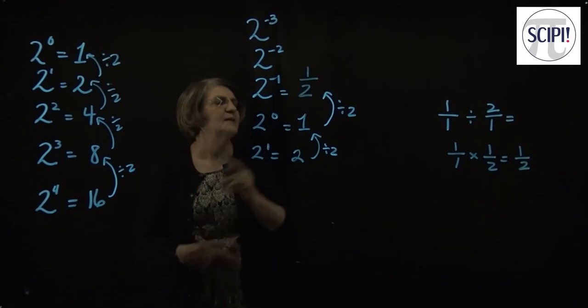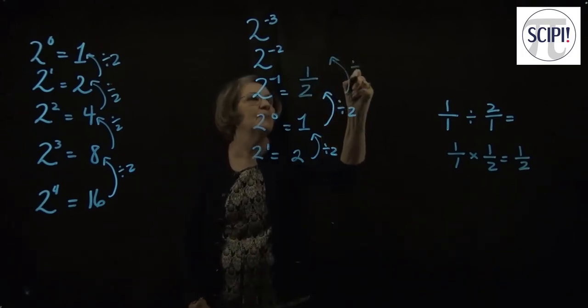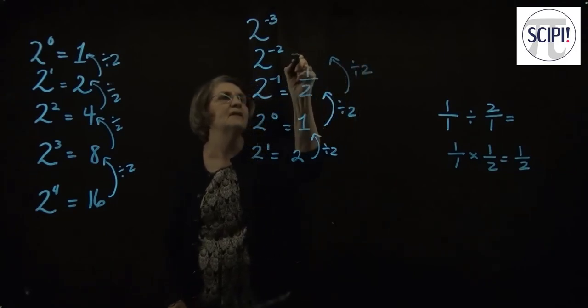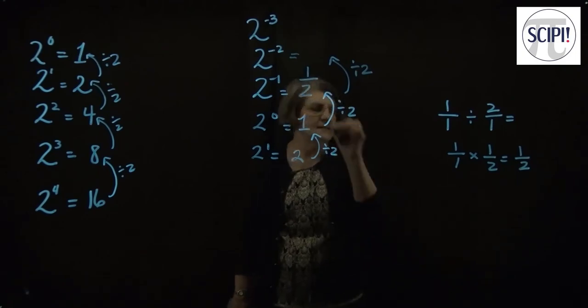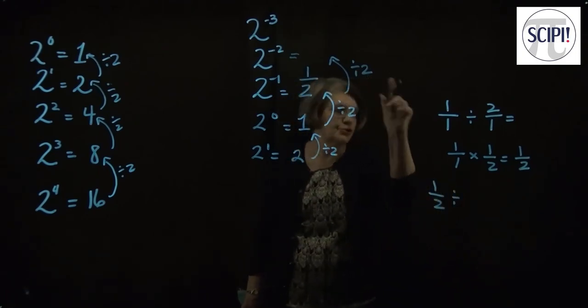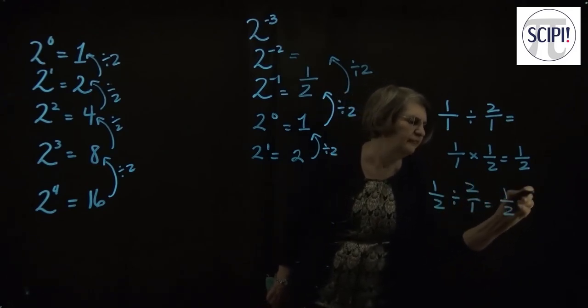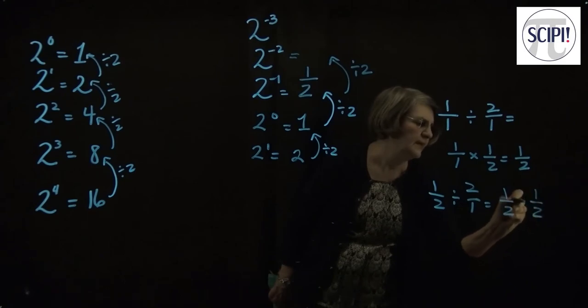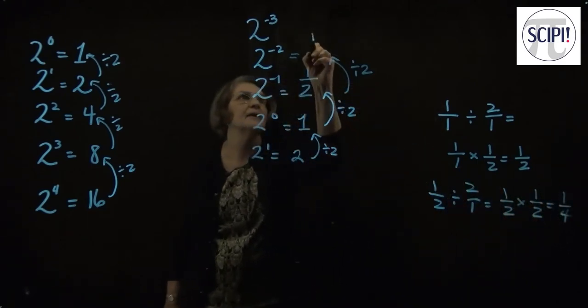Isn't that interesting? So now we're going to take 1/2 and divide that by 2 and see what we get for 2 to the -2. So we're going to take this number and divide it by 2. And we all know that we flip and multiply. So we end up with 1/4.